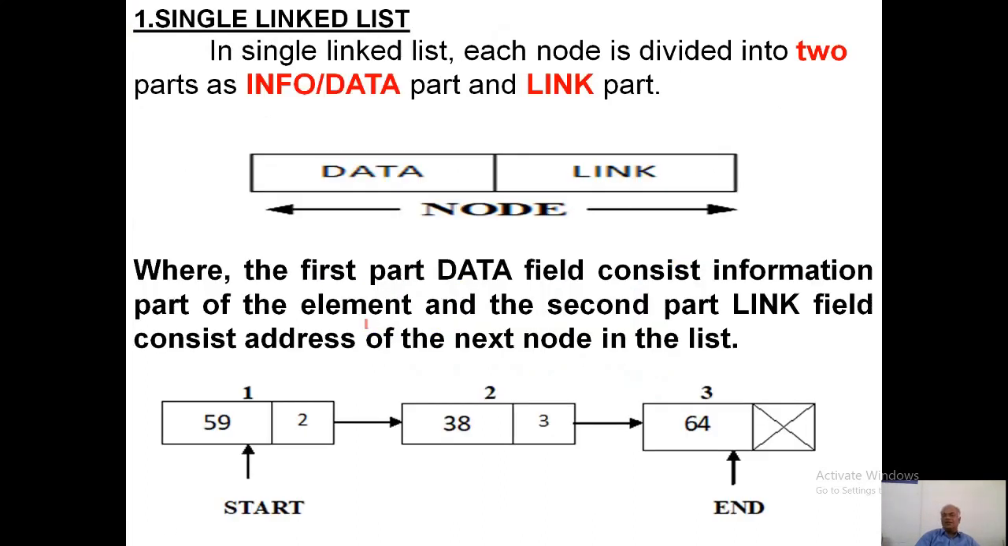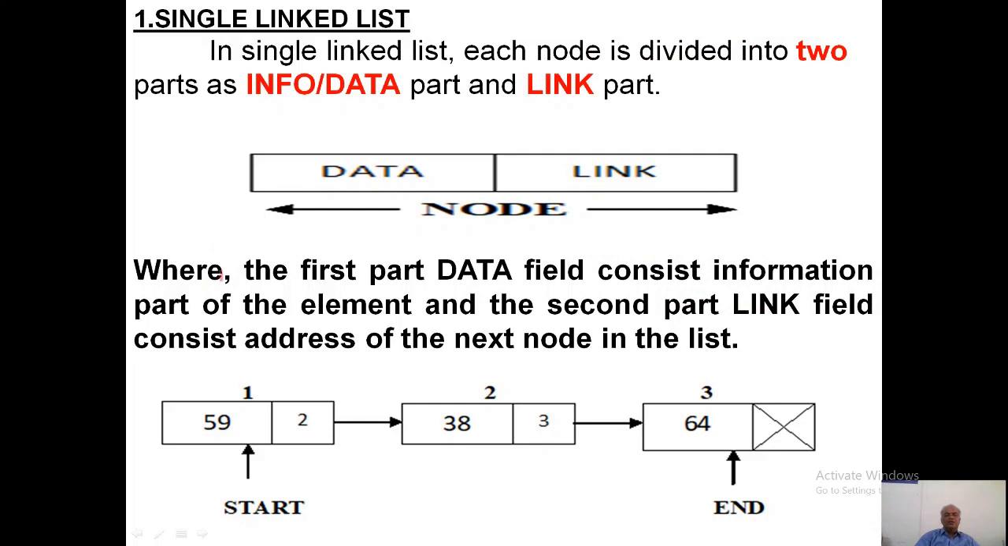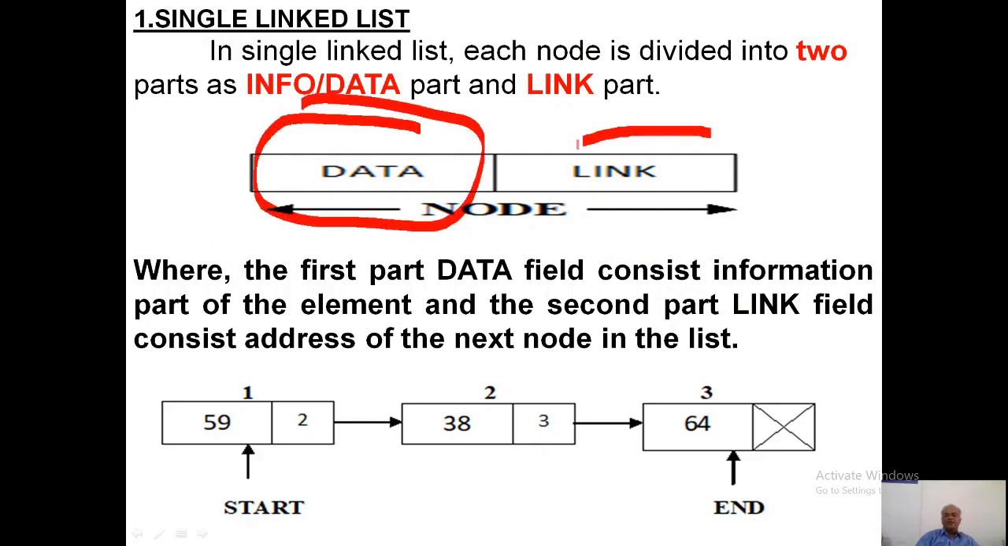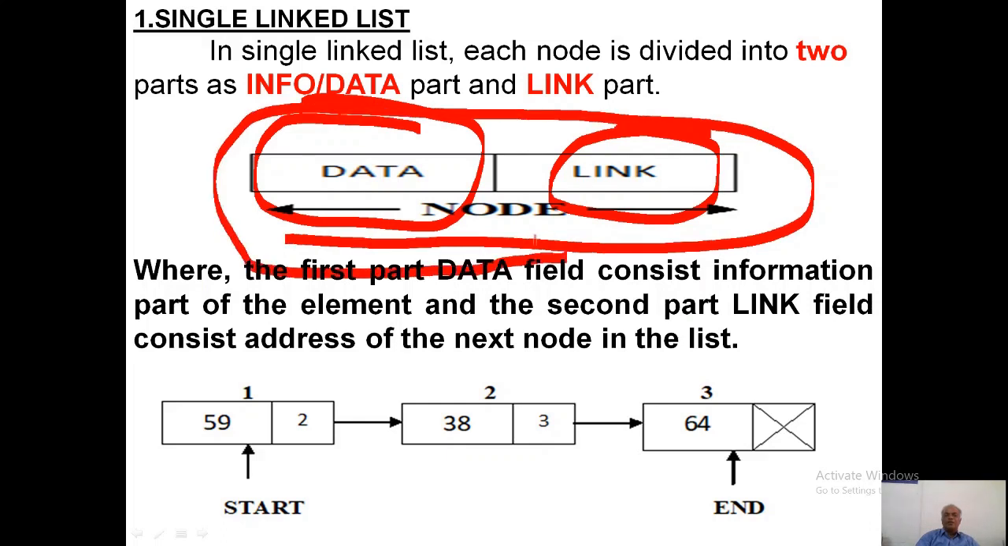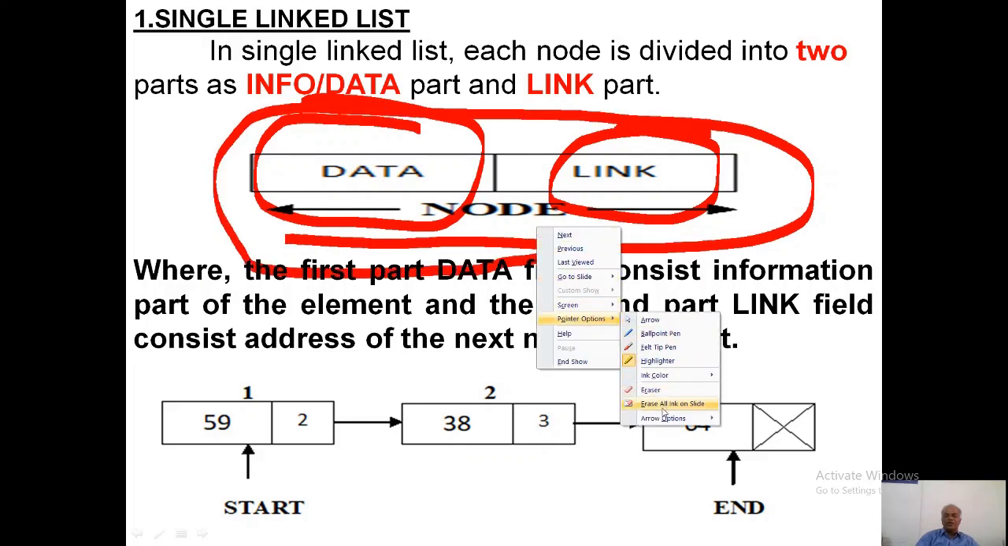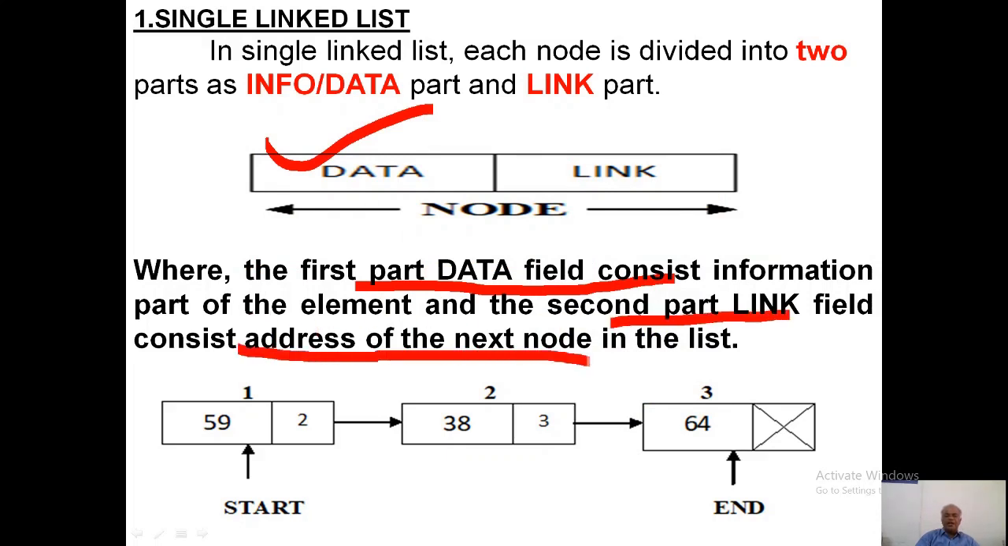First one is single linked list. In a single linked list, each node is divided into two parts. One is the data part, the other one is the link part. Here, this is the data part, this is the link part. Both the data and link parts together are known as a node. The first part, the data field, consists of information, and the second part, the link field, contains the address of the next node.